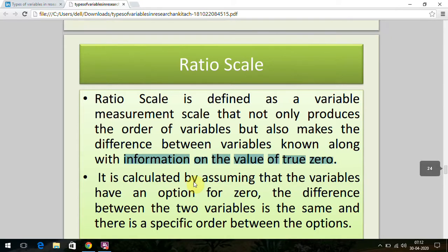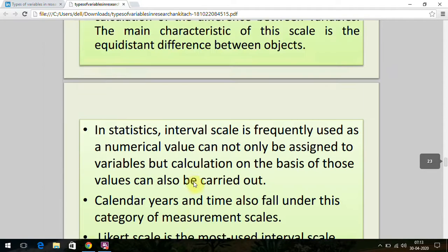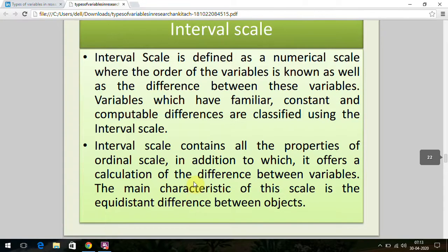But the problem with interval scale is that there is no such option of 0. So the value can go to negatives. The common example is temperature. Temperature can go negative because in the Kelvin scale, minus values are possible, with minus 273 as the absolute value.